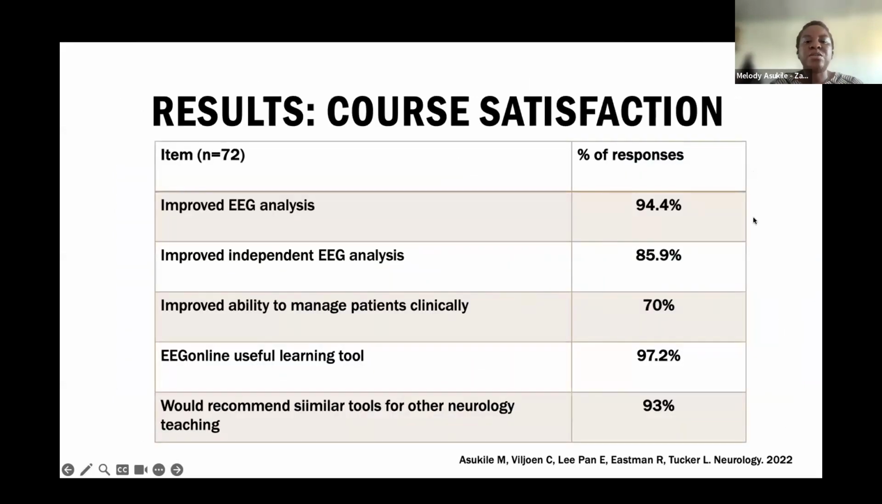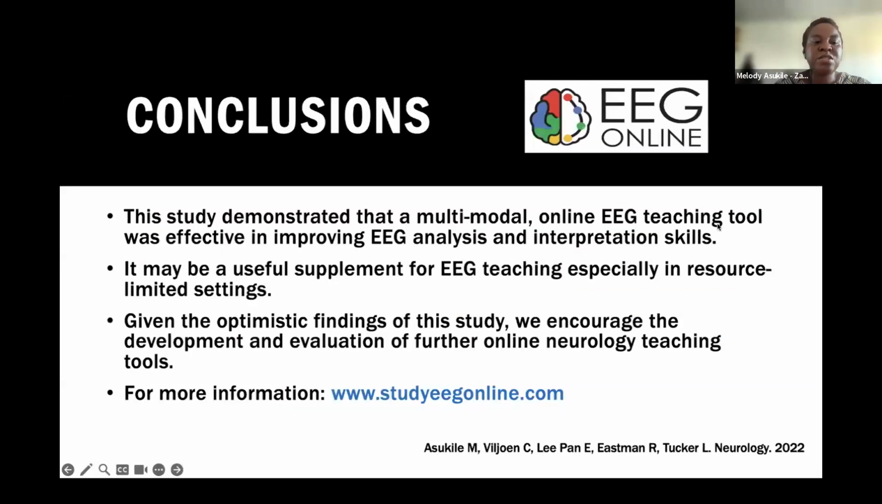When we asked the users how they felt about the course, the majority felt that it improved their EEG analysis, and over 80% thought that it improved independent EEG analysis. Many said they would recommend such a tool for teaching of neurology, not only for EEG, but in other courses as well.